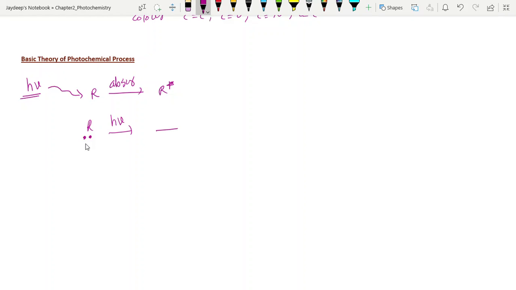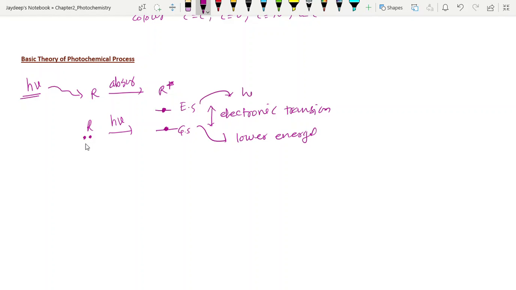That means this is the ground state and this is the excited state. So one of the electrons stays here and one electron goes to the excited state. So this is known as electronic transition, in which this is having lower energy and this is having higher energy.